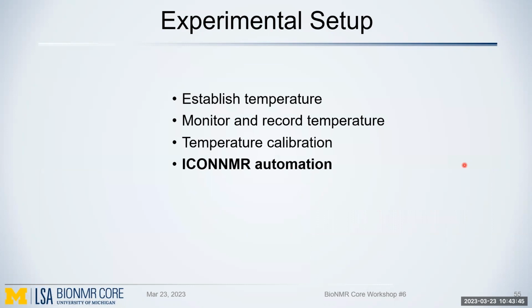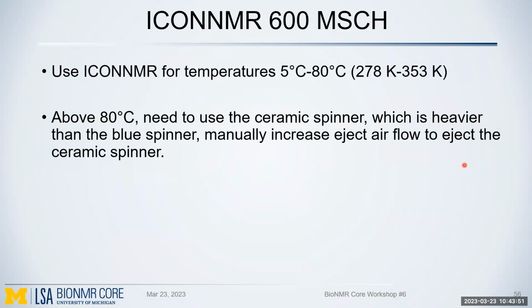All right, finally, we'll just go through how to set up those automations using Icon NMR. I'm also using the 600 megahertz spectrometer as an example. I recommend that you just use Icon NMR for a temperature range from 5 degrees Celsius to 80 degrees Celsius. In this temperature range, you don't need to change to another spinner, so you can just use a blue spinner for your experiment.